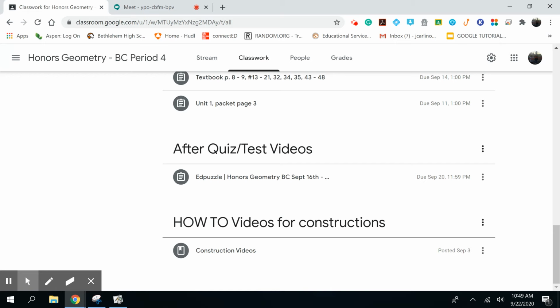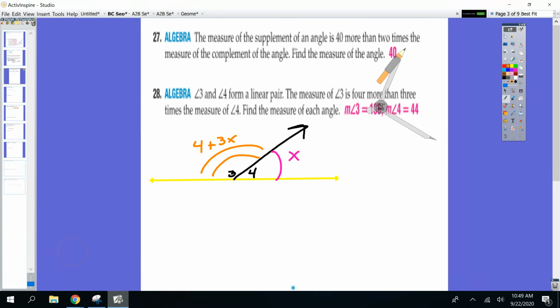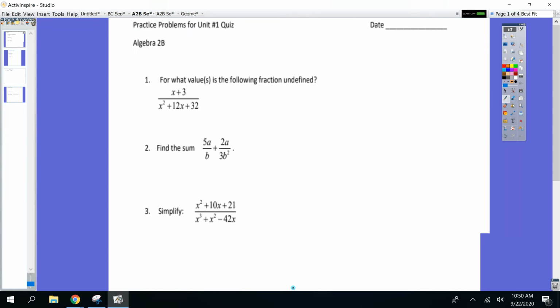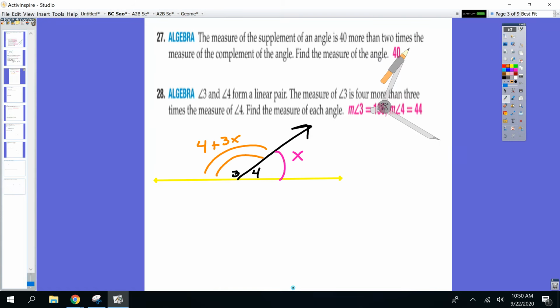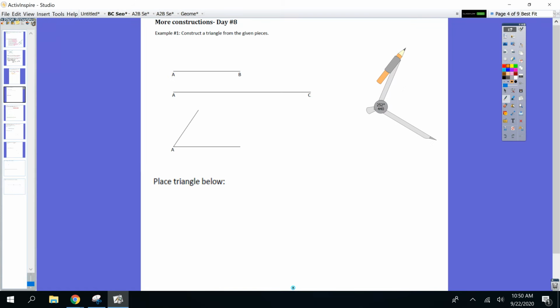Okay, ready? Compass, straight edge out. Let's do this. First construction we're going to do today. It should be in your packet, right? Where in the packet? The next set of notes. Your packet goes in order. It should say Day 8, more constructions.